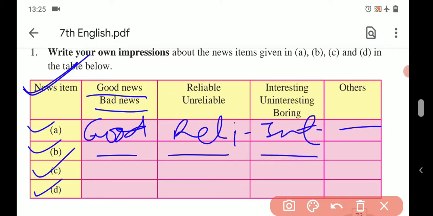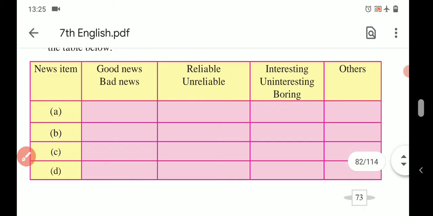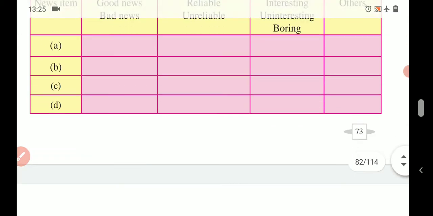Next, interesting, uninteresting or boring. So it depends upon your fan or not, and accordingly you will choose any one out of these 3 options and other. So if you know the reality, accordingly we can write. So think that reality we have to imagine. If she is taking break, so what can be written? Yes, she is going to marry, and so that she is taking break from the acting or any other reason. So in this way, we have to write for all the 4 news items.